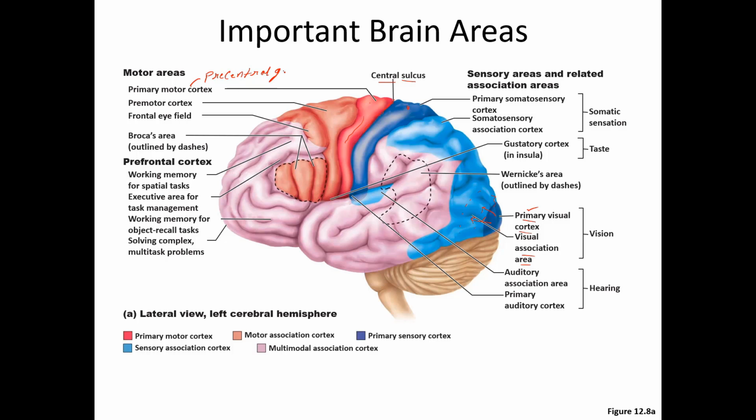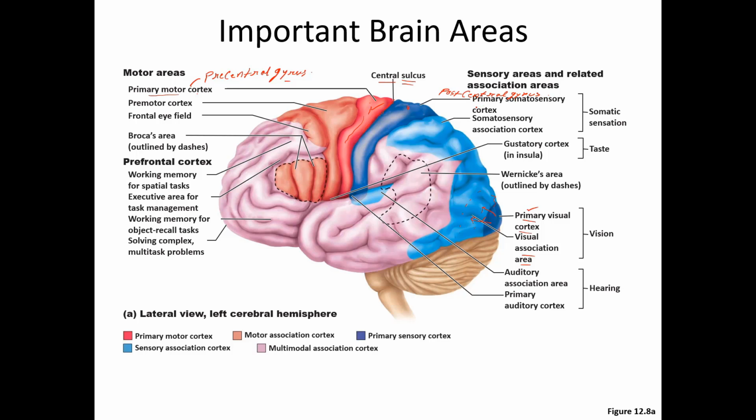Gyrus, singular, right? One. So this red is precentral, before the central sulcus, and it is actually primary motor cortex. That means your movement of the skeletal muscles or body movements are mostly controlled by this area, this cortex. That's why it's called the primary motor. And behind the central sulcus, this is called the post-central gyrus. Post is after. Post-central gyrus.